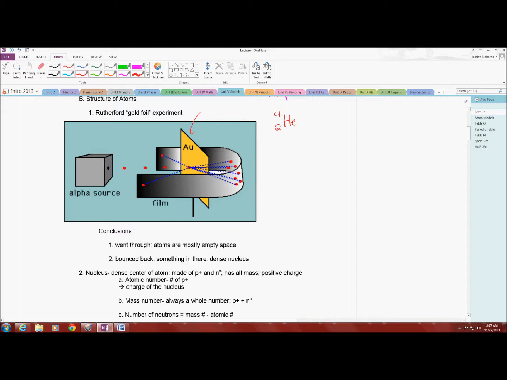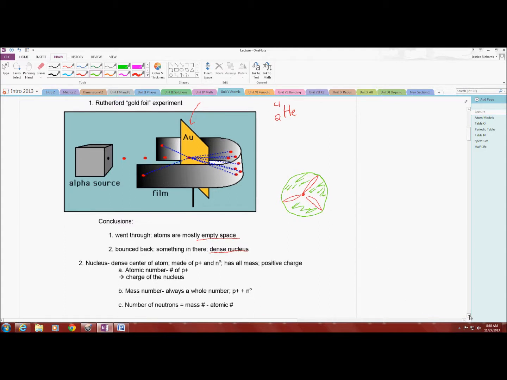So what he concluded, since most of them went straight through, was that atoms are mostly empty space. So we couldn't have this solid ball model of atoms anymore. We had to change it. Some of them bounced back, so he knew there was something hard in there, and that's where he had this idea of a dense nucleus. They're mostly empty space, but there's a dense nucleus. You have a dense nucleus, and then you have these electrons zipping and moving around the outside, making it act like it's a solid sphere, but it's not.